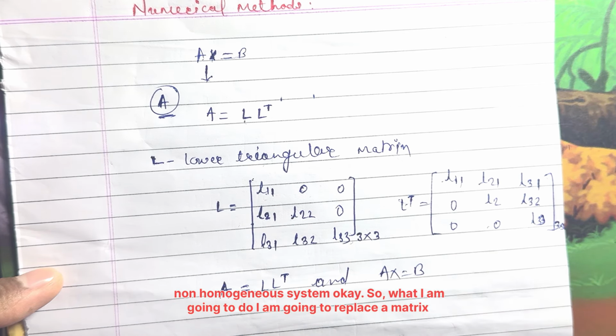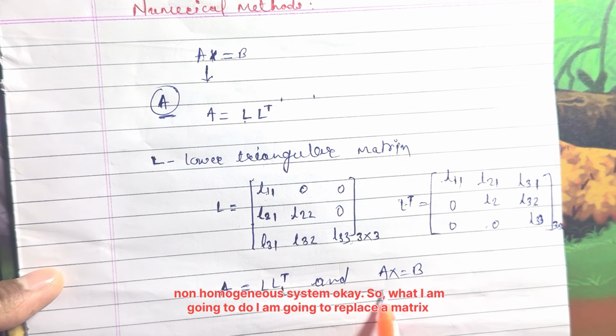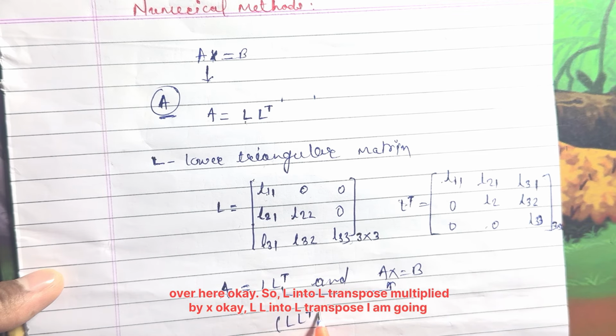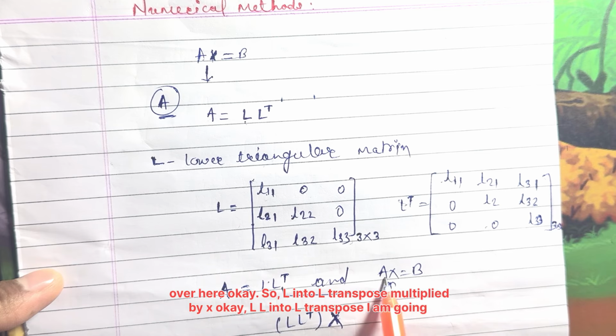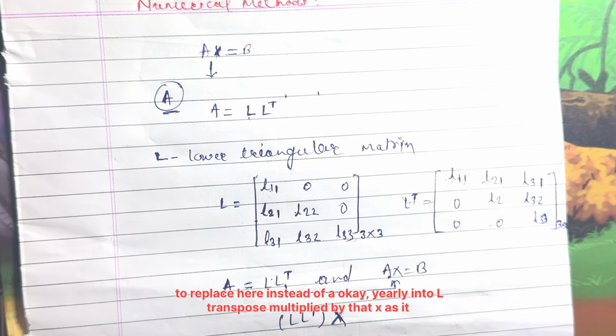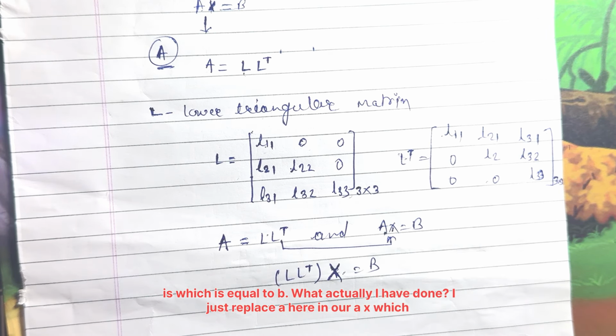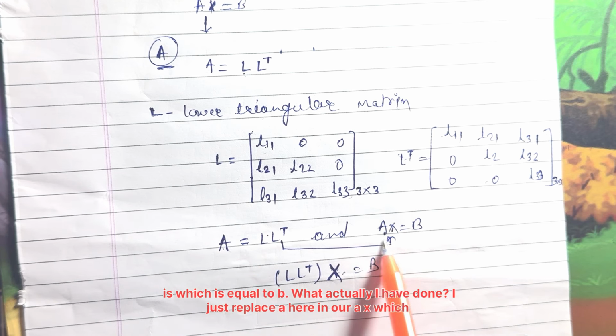This one is our non-homogeneous system. So what I'm going to do is replace the A matrix over here. L into L transpose multiplied by X. I'm going to replace A with L into L transpose, multiplied by X as it is, which is equal to B. What I have actually done is just replace A in our AX equal to B.